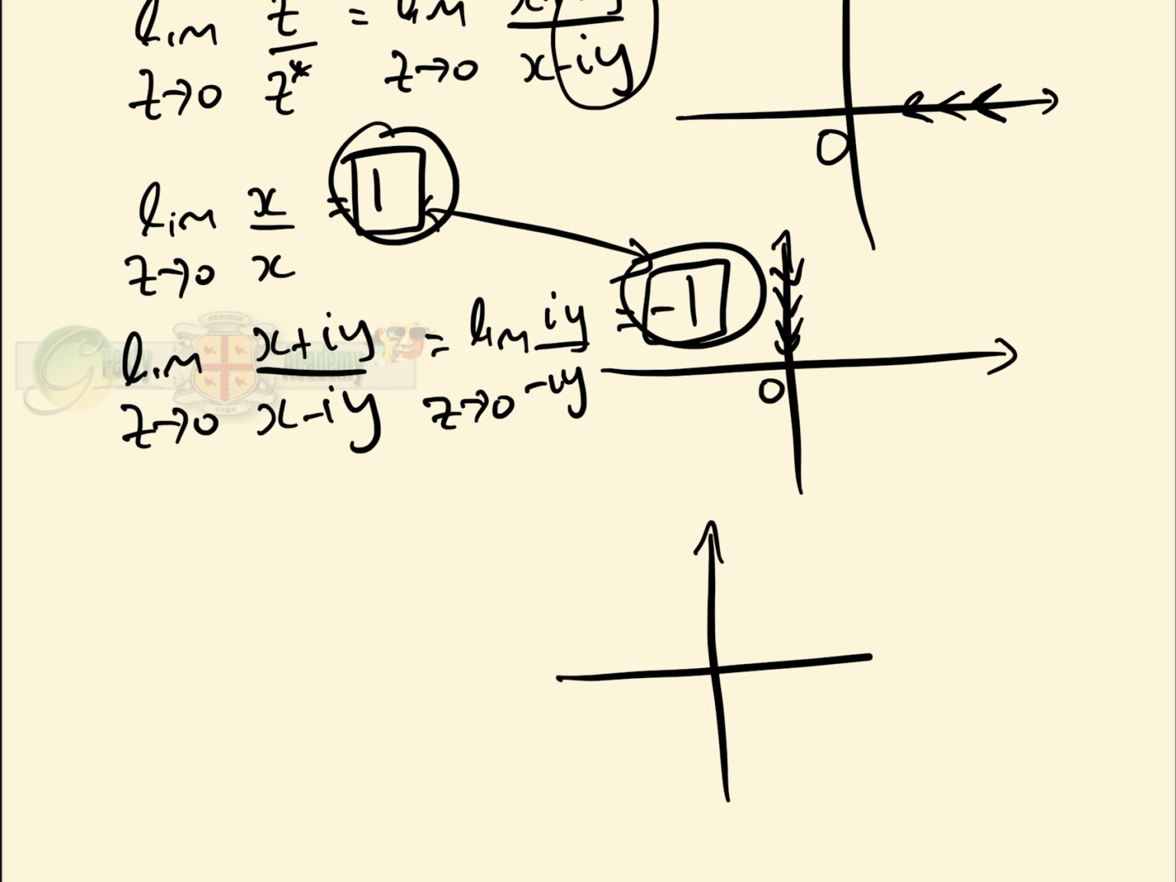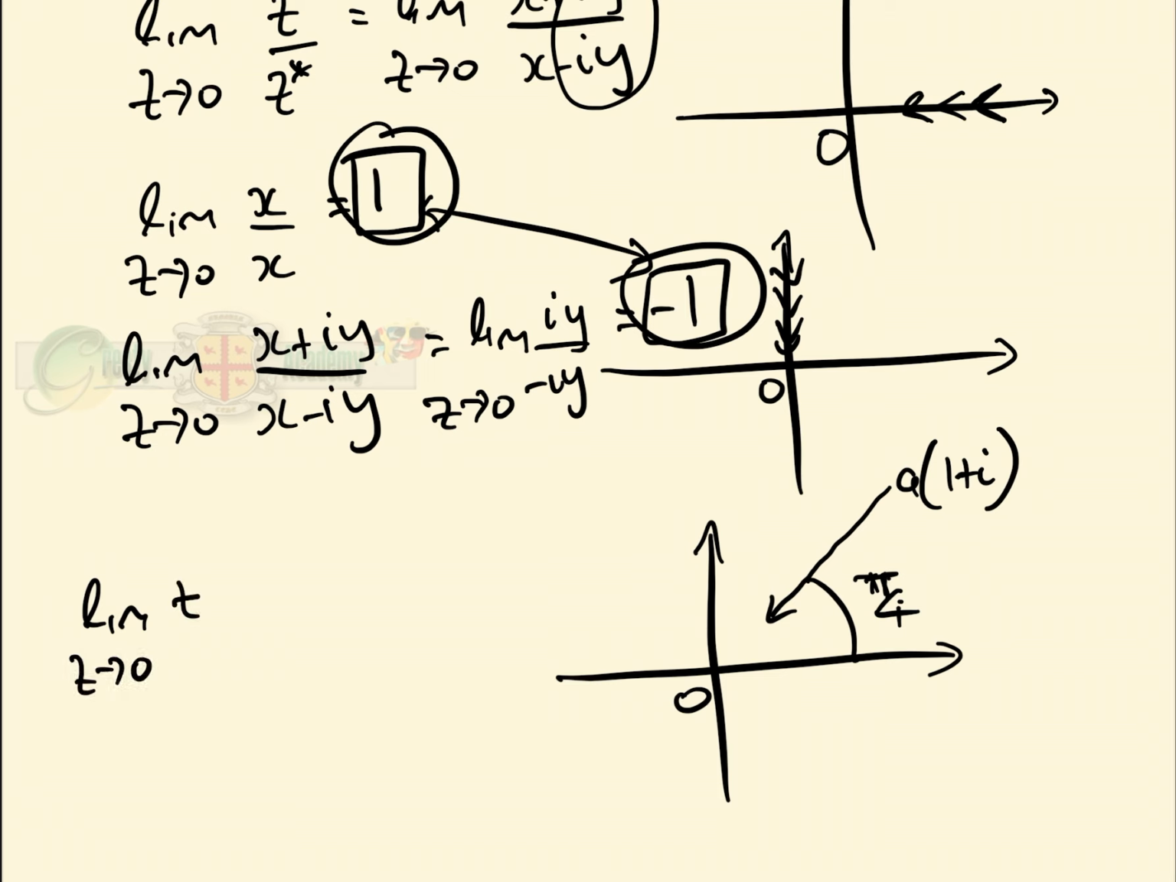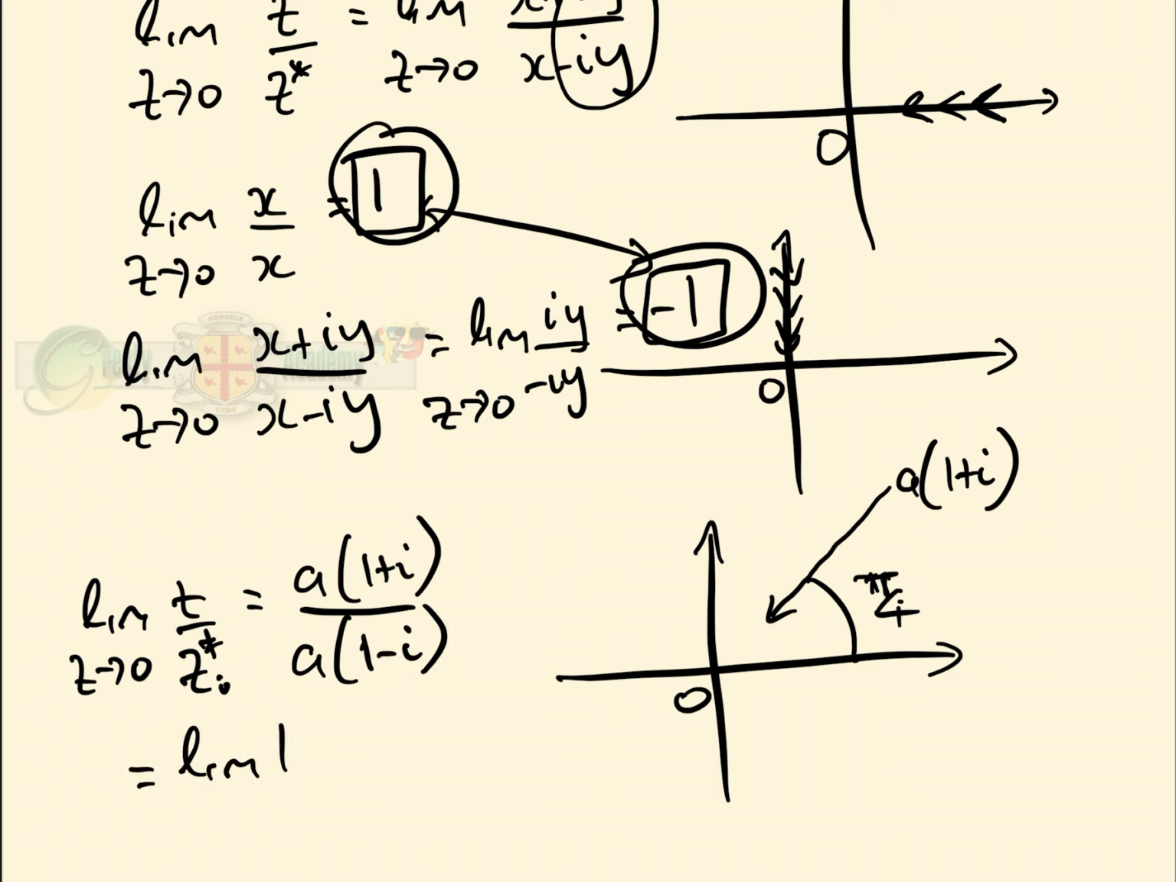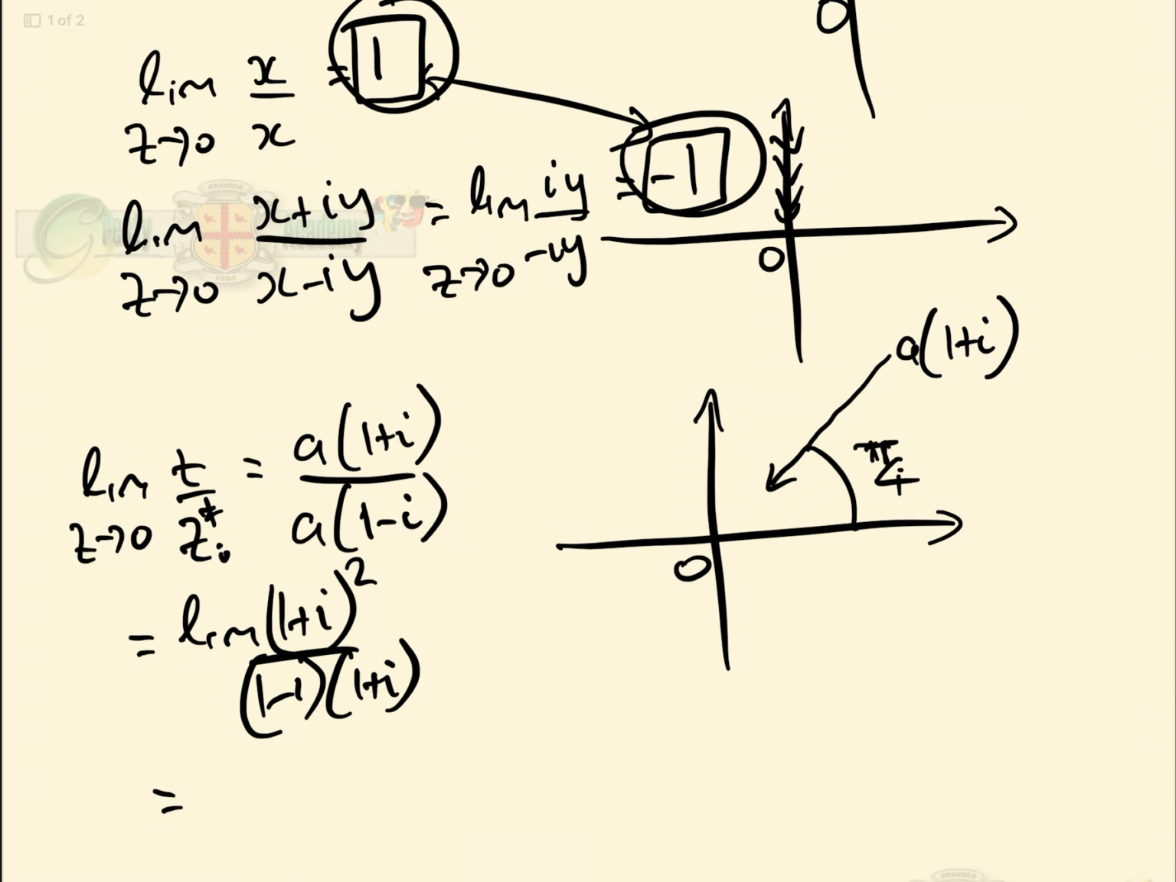So let's approach from some other paths. Let's approach from the path along 1 plus i, where the angle is pi over 4. Well, what is the limit then? We have the limit as z approaches 0 of z over z conjugate, which is equal to 1 plus i over its conjugate, 1 minus i, and that equals 1 plus i squared over 1 minus i times 1 plus i, just multiplying top and bottom by 1 plus i to get rid of the conjugate, and that equals 2i over 2, which equals i.